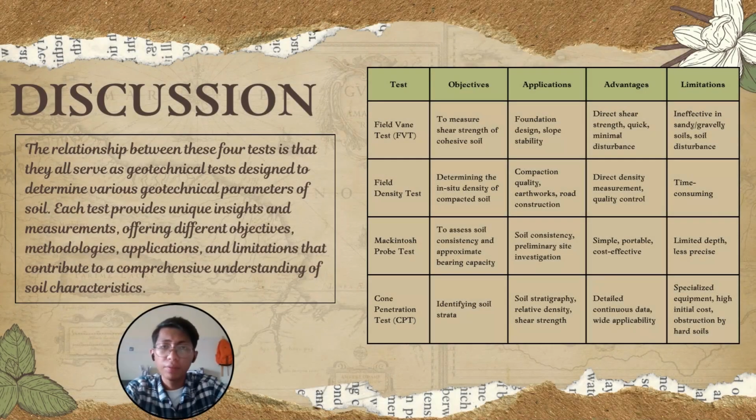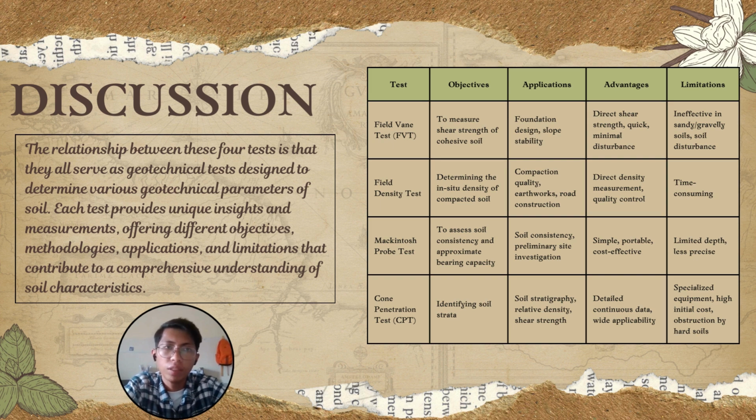The discussion part for this project will explain the comparison of each test. The relationship between these four tests is that they all serve as geotechnical tests designed to determine various geotechnical parameters of soil. Each test provides a unique insight and measurement, offering different objectives, methodologies, applications, and limitations that contribute to a comprehensive understanding of soil characteristics. So this table shows the summary comparison for each test.